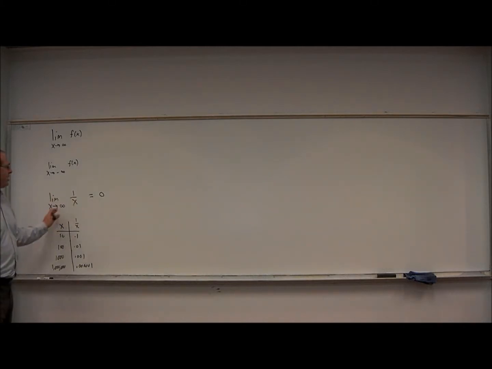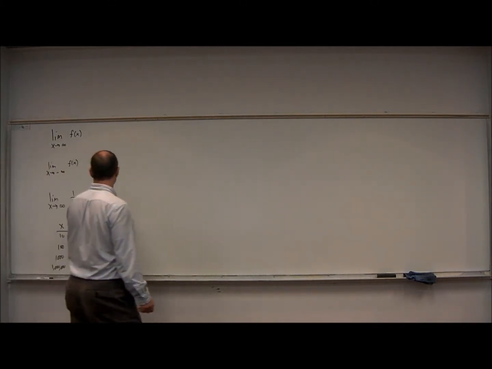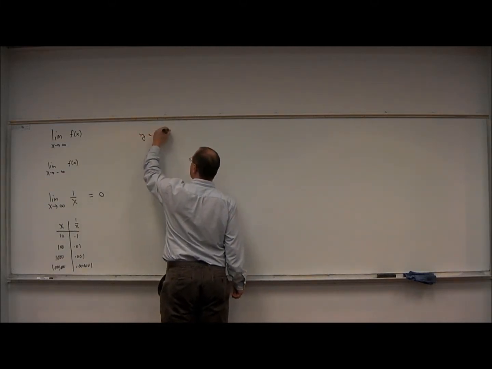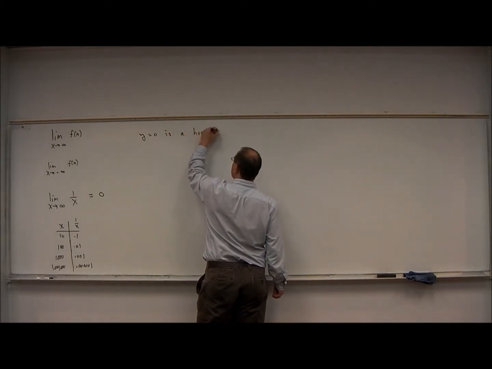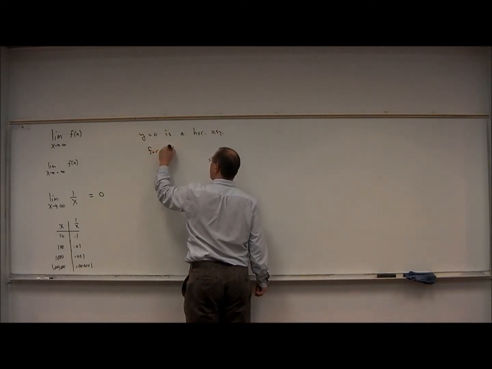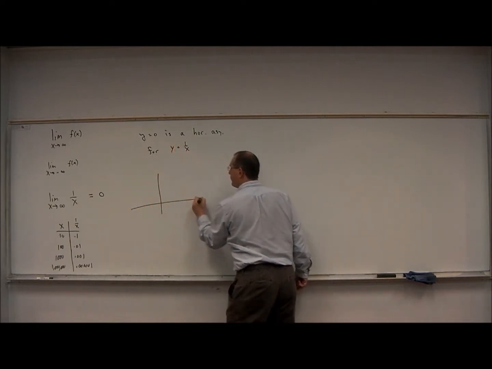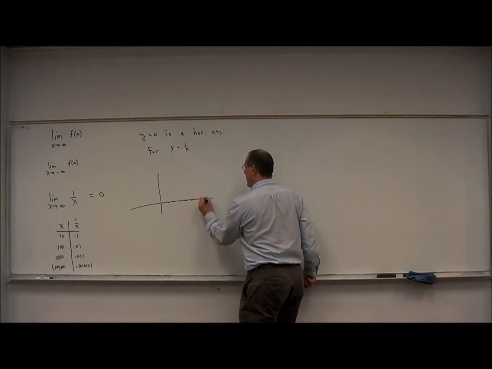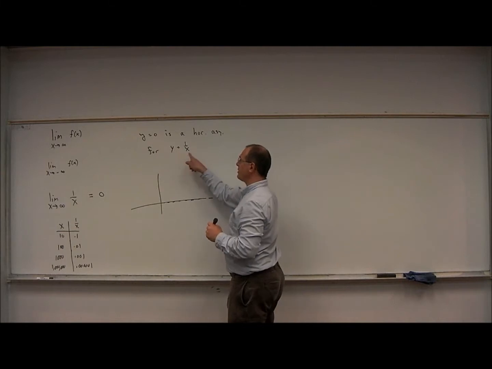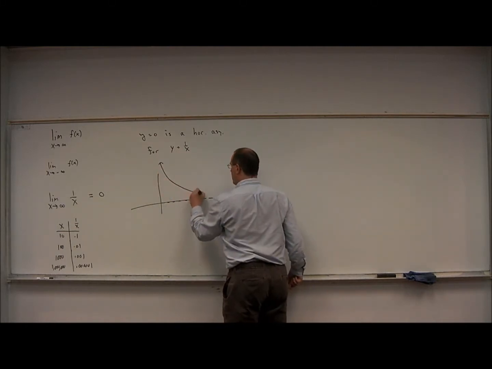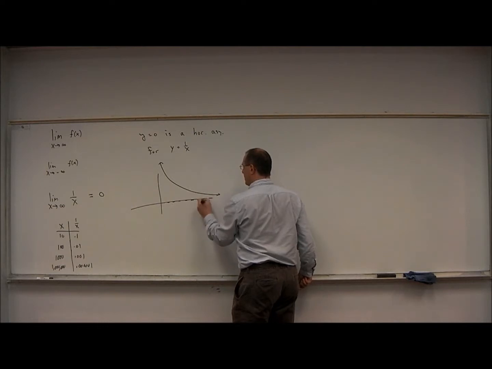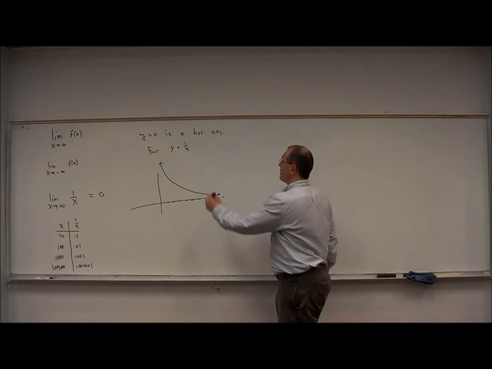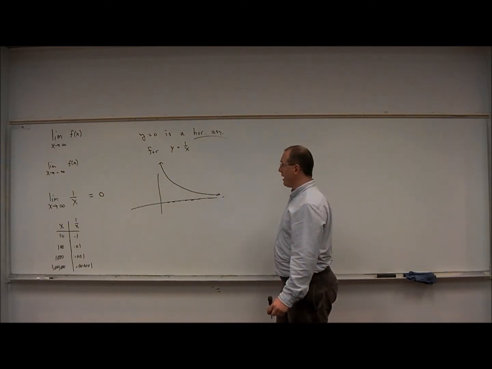And this information has graphical implications. This limit at infinity being 0 tells us that the line y equals 0 is a horizontal asymptote for the graph of y equals 1 over x. So y equals 0 is the x-axis. And the x-axis in this case is a horizontal asymptote for the graph of y equals 1 over x. So as x goes to infinity, 1 over x will shrink to 0. That will give us a horizontal asymptote in the graph.